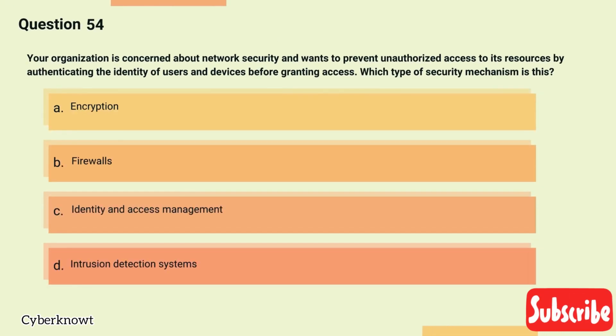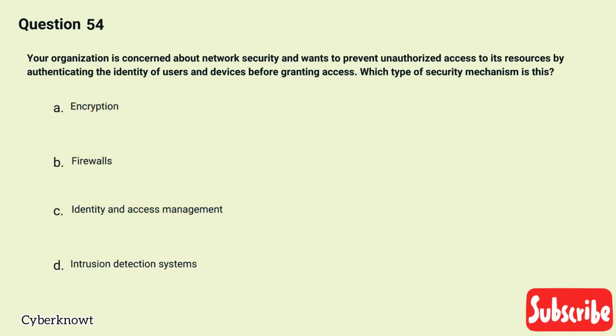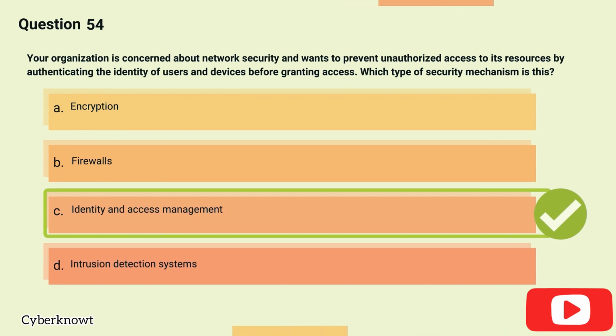Question 54. Your organization is concerned about network security and wants to prevent unauthorized access to its resources by authenticating the identity of users and devices before granting access. Which type of security mechanism is this? Option A. Encryption. Option B. Firewalls. Option C. Identity and access management. Option D. Intrusion detection systems. The correct answer is option C.